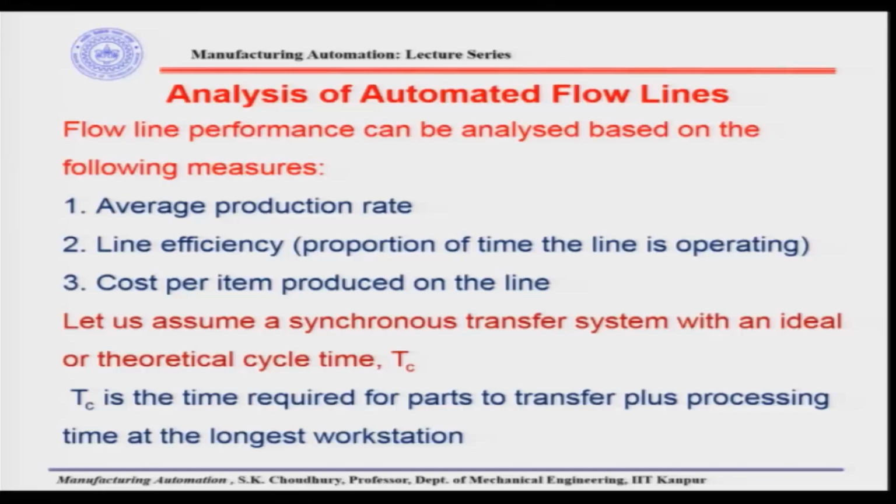Welcome back. Now, let me remind you that last time what we discussed is the analysis of automated flow lines, that the performance can be analyzed based on the average production rate, the line efficiency and the cost per item produced. Separately, we have seen how the average production rate could be found out, how line efficiency can be found out, and how the cost per item produced on the line can be found out.